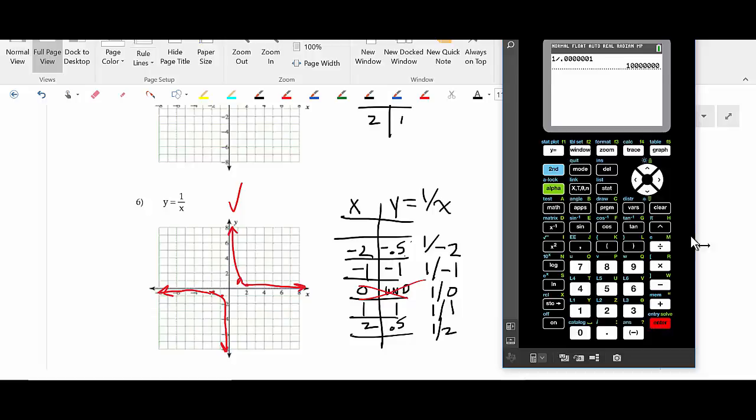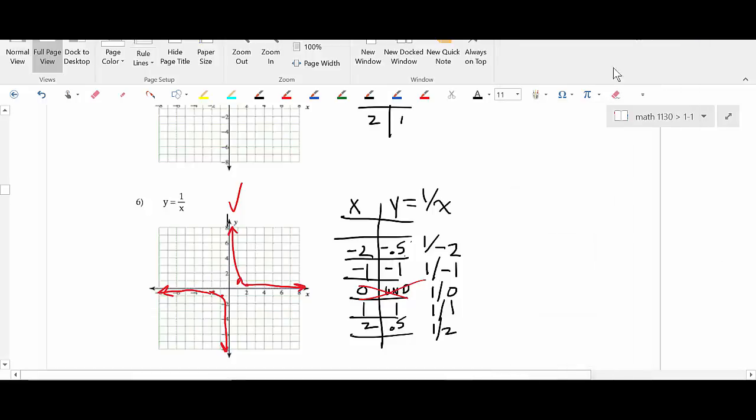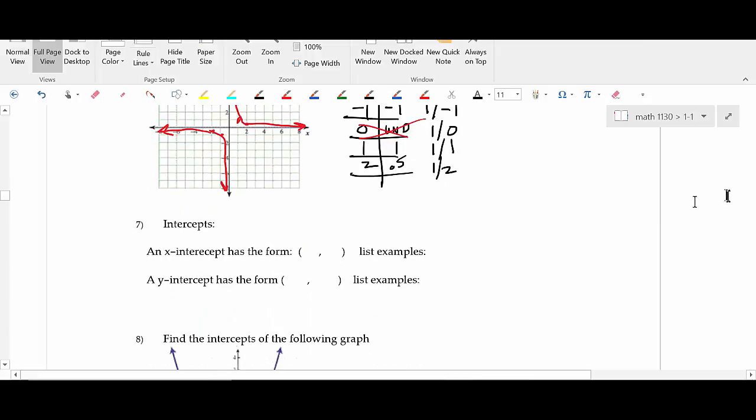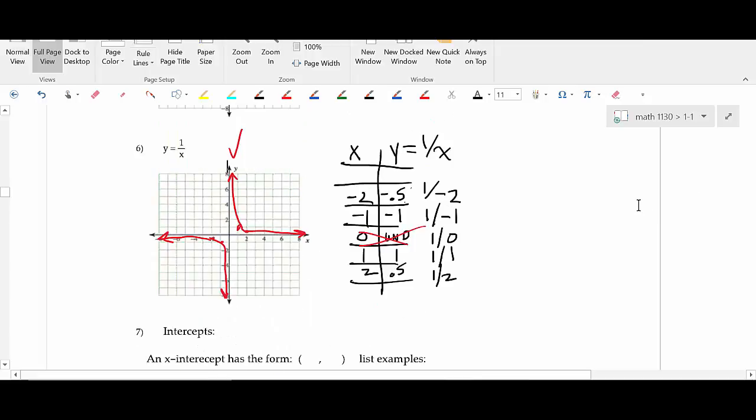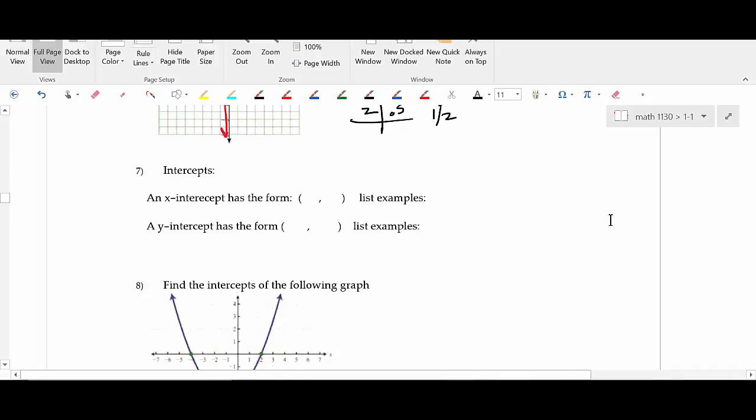Some of these problems you'll be able to do fine by hand, but you can also use your graphing calculator. You want to know how to do both when you're learning this. Any questions about what we just did with graphs? Is everybody okay with that? Okay, now we're going to do a little bit of definitions with intercepts.